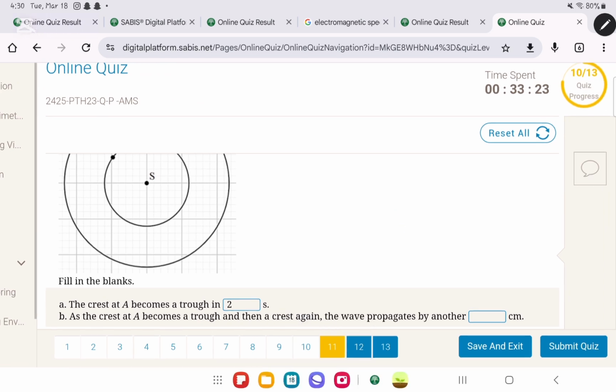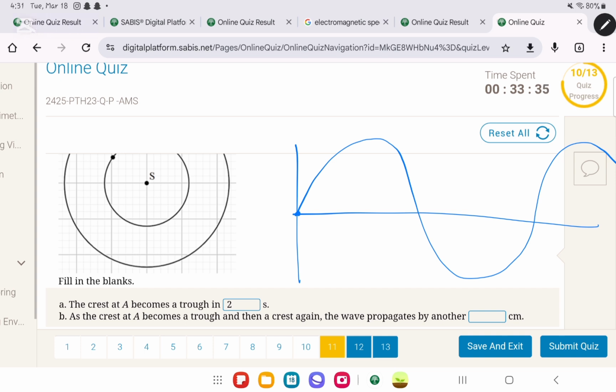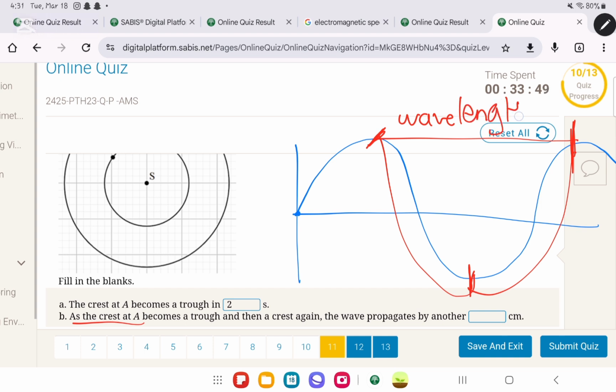Now, as the crest at A becomes a trough and then a crest again, the wave propagates by another blank centimeters. So again, let us draw. We have a wave like this. It's crest, trough, crest. They said, as the crest at A becomes a trough and then becomes a crest again, it's moving one full wavelength. They want to know how much is the distance of one wavelength. All you need to do is draw and it will be easy. So from crest to trough to crest, or if you ignore the trough, from crest to crest, which is the value of wavelength.